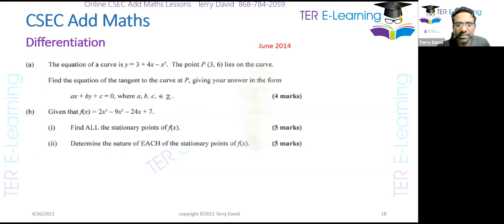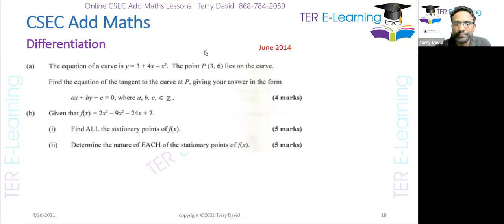So the question that I'm going to be looking at here is the June 2014. All right, so this first question here, we have an equation. The equation of a curve is given by this. So this is my equation of my curve. They're telling us that the point P lies on the curve. Find the equation of the tangent to the curve at the point P, right?